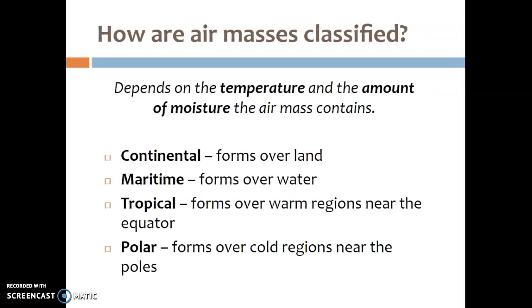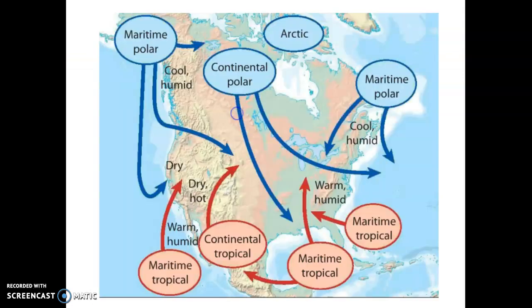So how are they classified? Well, that depends on temperature and the amount of moisture that it contains. Continental tends to form over land. That's something we get a lot of here in Minnesota. Maritime forms over water. Tropical forms over warm regions near the equator. And polar forms over cold regions near the poles. And sometimes the jet stream can push those polar air masses down over us. And that's when it gets cold.